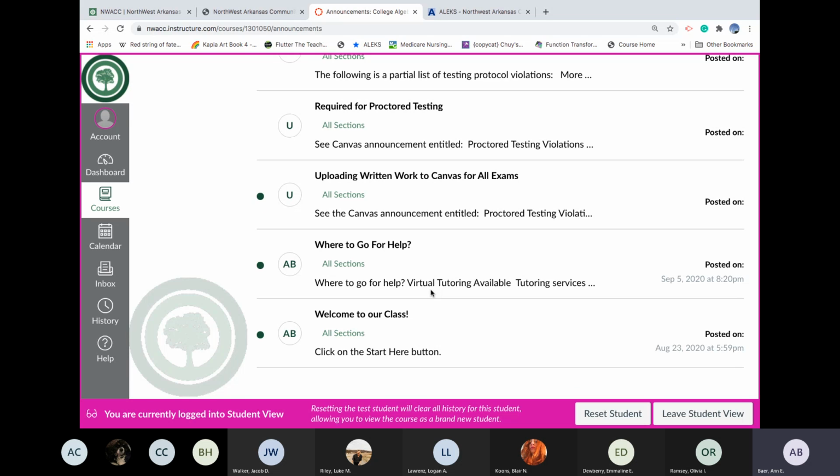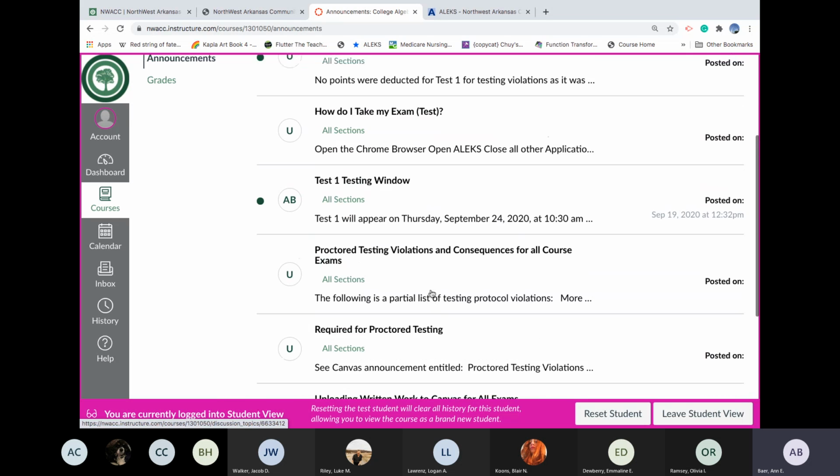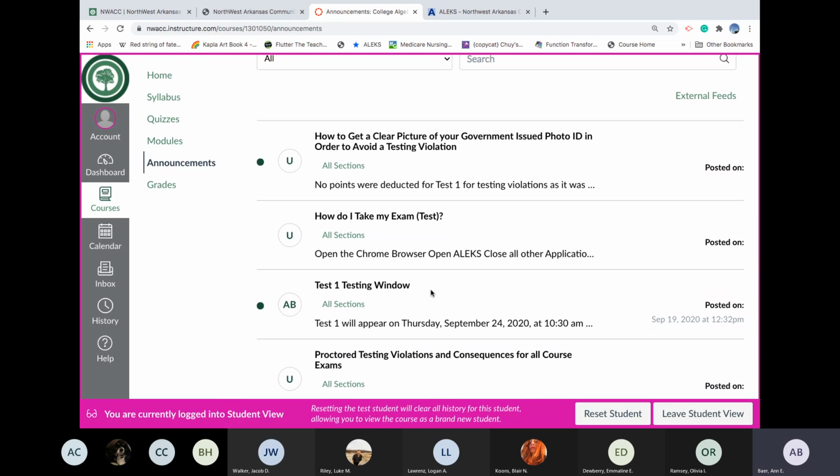And so there are quite a few announcements here, and they're quite detailed. I want to talk about only one in particular because we have other items that we need to talk about today in our class to finish everything up and not have any loose ends. I want to talk about this announcement: how to get a clear picture of your government-issued photo ID in order to avoid a testing violation.